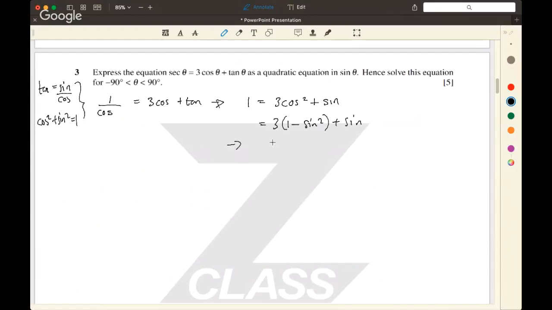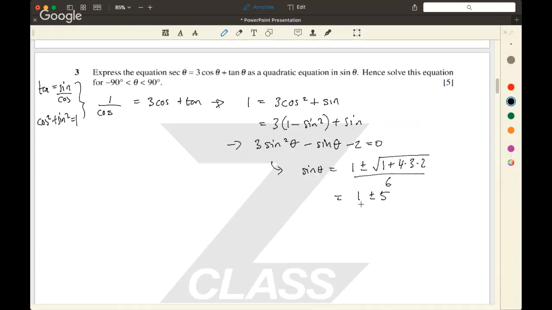And this gives me a quadratic equation in sine, which is 3 sine squared of theta minus sine of theta minus 2 is equal to 0. If I solve this, I get that the sine of theta is equal to 1 plus or minus the square root of 1 plus 4 times 3 times 2, all over 6, which is 1 plus or minus 5 over 6. So that's either going to be equal to the positive one, which is 6 over 6, which is 1, or you get minus 4 over 6, which is minus 2/3.